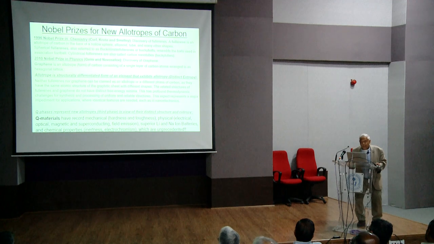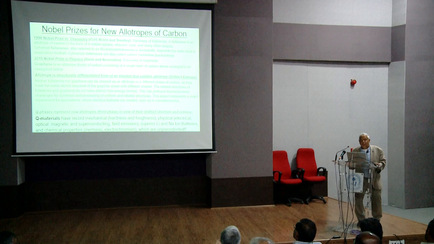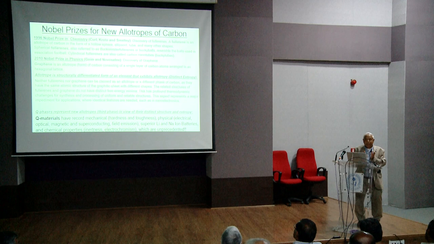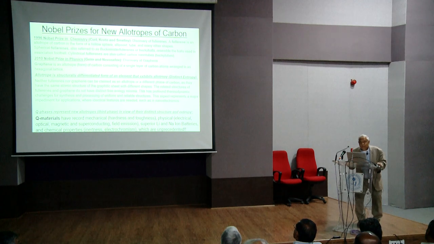What is an allotrope? An allotrope has to be structurally different. It has to have a new structure and it has to have a distinct entropy. And if you look at nanotubes, you have just taken a graphite sheet and folded it, made a ball or a tube. So you can see it's a shape. It's not a new structure. Graphene, it's the same old graphite, it's one, two, three, four layers.